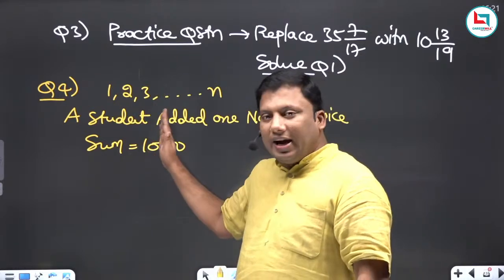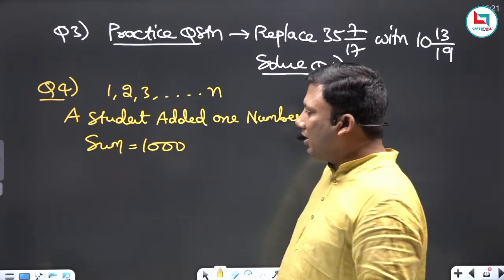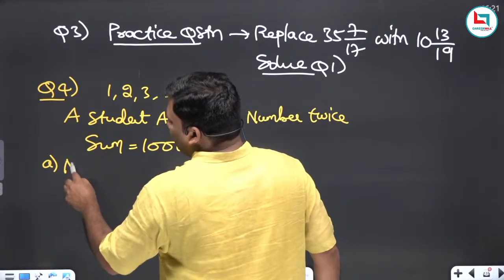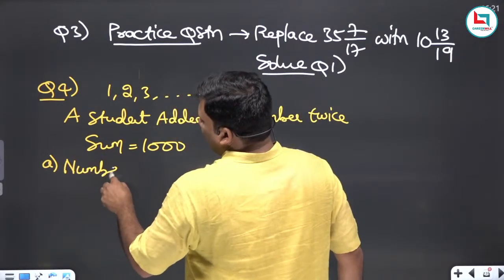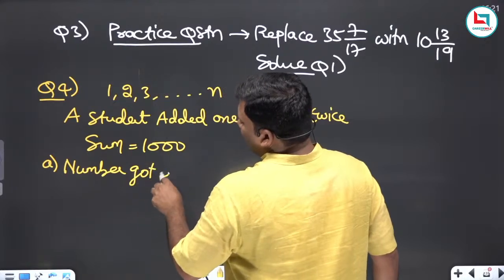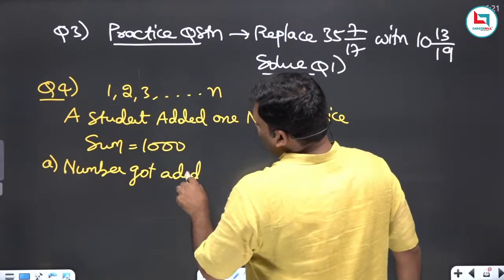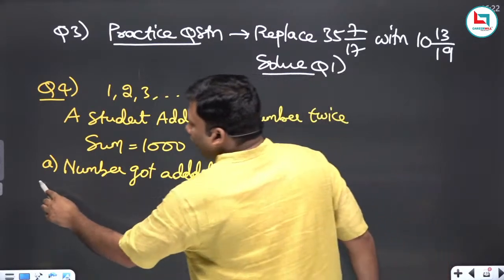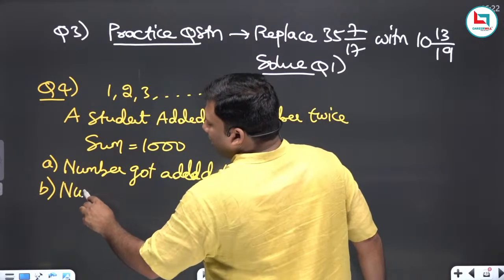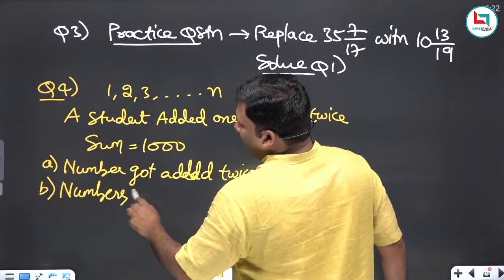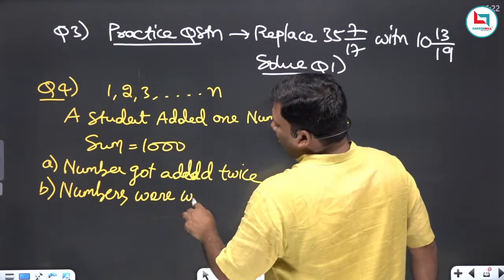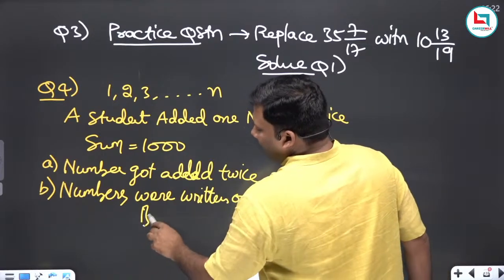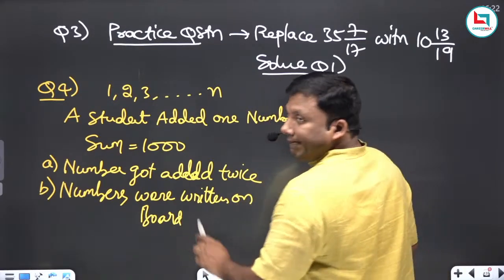A student, while adding, unknowingly added one number twice and got the sum as 1,000. Which number got added twice? And how many numbers were written on the board?